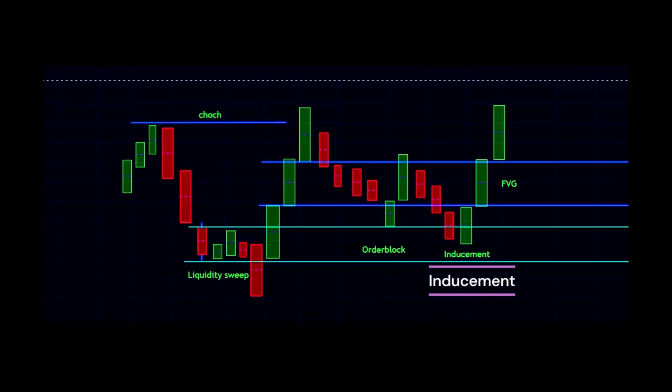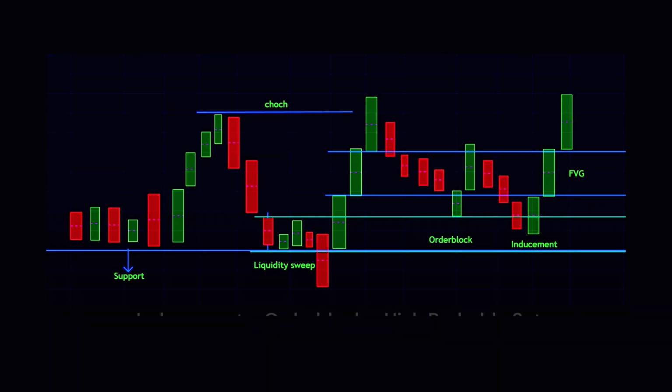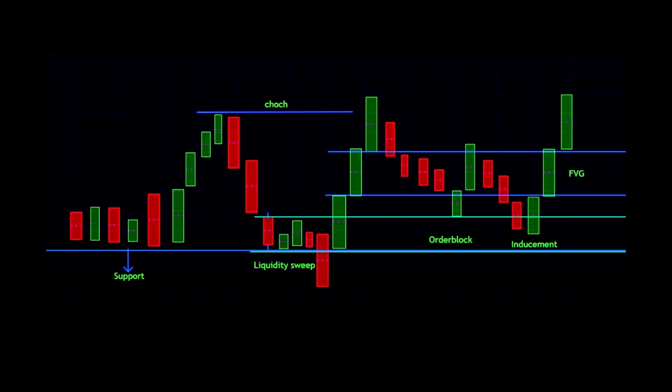Inducement teaches us patience, waiting for confirmation instead of chasing price. Inducement into an order block is generally considered a high probability move in the reverse direction. So now you know the market isn't random. Those impulse moves, fake breakouts, and stop loss hunts all follow structure and liquidity.